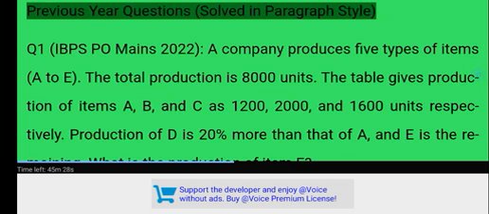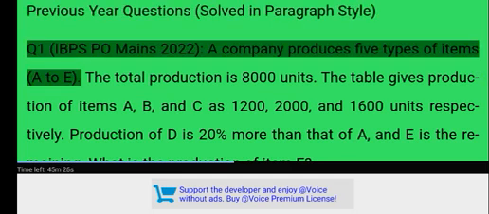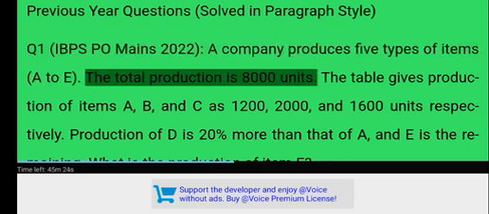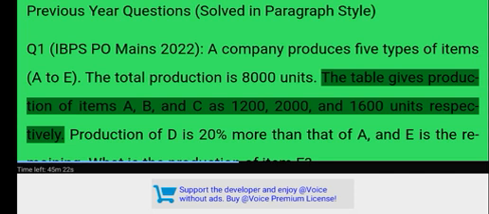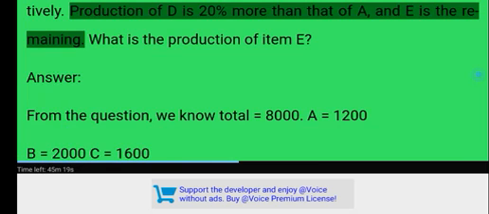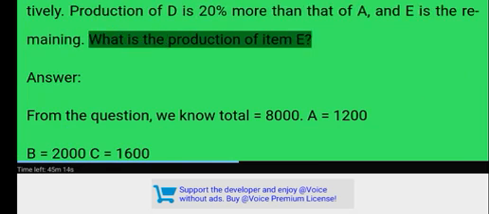Previous year questions, solved in paragraph style. Q1, IBPS PO Mains 2022. A company produces 5 types of items, A to E. The total production is 8,000 units. The table gives production of items A, B, and C as 1,200, 2,000, and 1,600 units respectively. Production of D is 20% more than that of A, and E is the remaining. What is the production of item E?